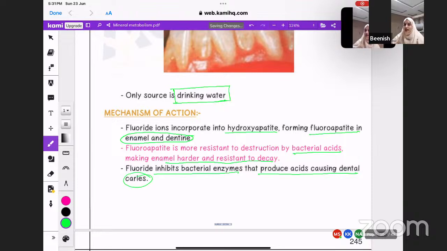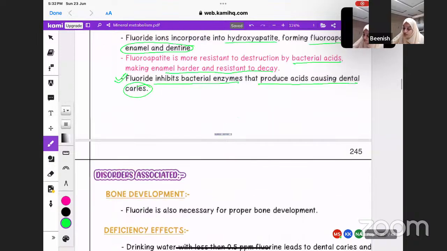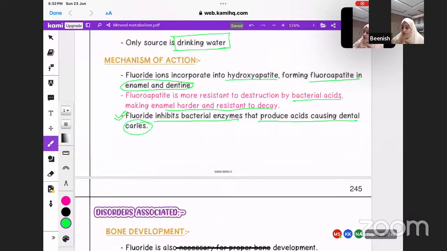Because of the inhibition of these enzymes that produce bacterial acids, your fluoride becomes important. I'll repeat this once again. Your fluoride ions are going to form fluoroapatite, and this fluoroapatite is going to make your enamel hard. Why and how? The mechanism is that it inhibits those enzymes which produce bacterial acids, and these bacterial acids are responsible for causing dental caries. So since those enzymes are inhibited, what will be prevented? Dental caries will be prevented.